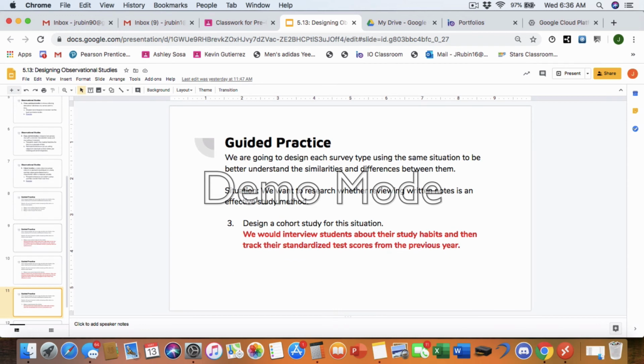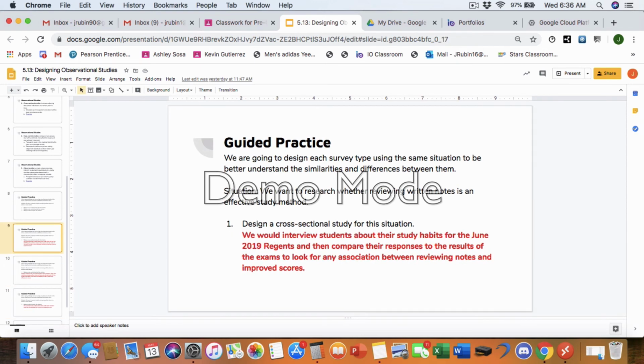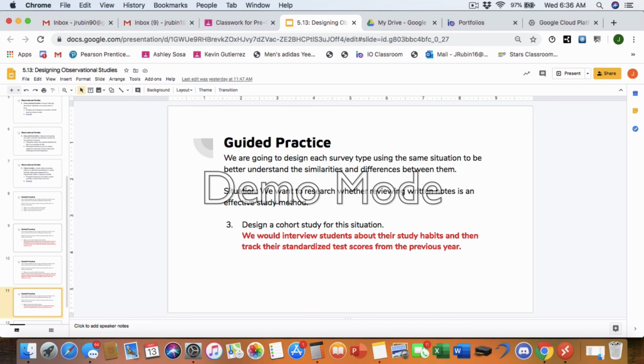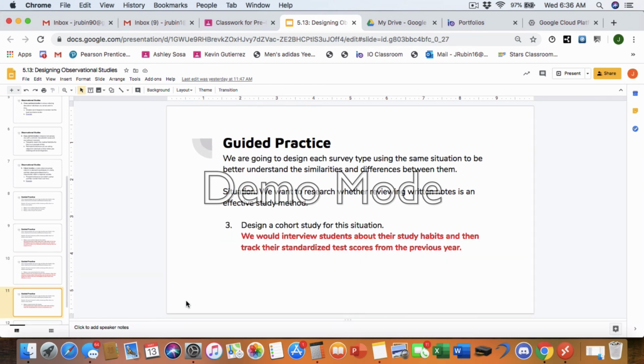Notice the difference between cohort and case control and cross-sectional. With case control, we found two groups and separated them based on some characteristics. Now, cohort: we would interview students about their study habits and then track their standardized tests from the previous year. So it's very similar to a cross-sectional. The difference is that in cross-sectional, we looked at the June 2019 Regents scores, and that was it. In a cohort study, we look at all their test scores from the entire year to build a much deeper piece of data.